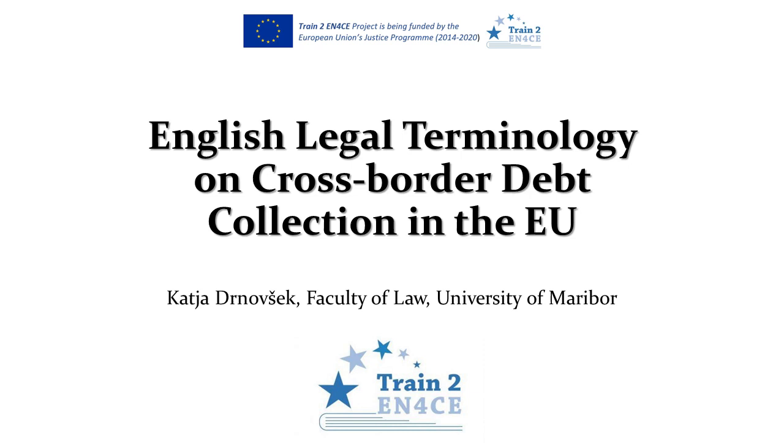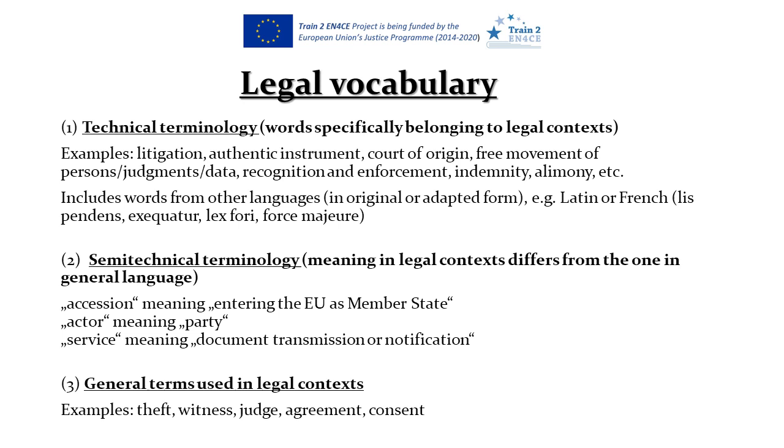So some basic stuff about legal vocabulary at first. Now with legal acts, there are different types of legal vocabulary. So legal vocabulary can be divided in specific groups, which we encounter in most legal acts. So the first group is technical terminology, technical meaning that it is specific to a legal context. So we have some words that are only used in legal language. I have some examples on this slide. So litigation is specifically a legal term, authentic instrument, court of origin, free movement of persons, recognition, enforcement. This is all legal terms. So this is one group of words.